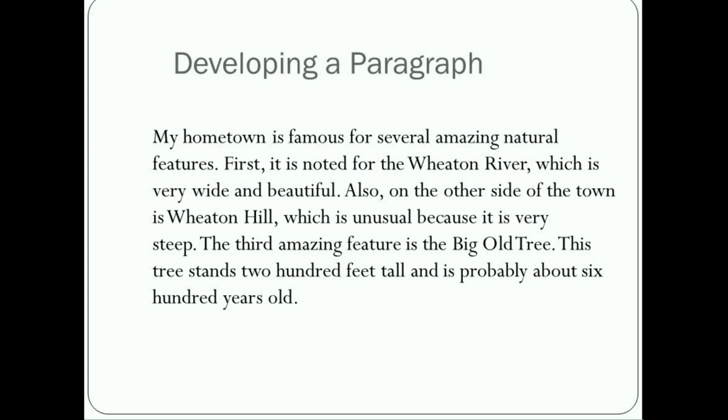Notice that all of this is on topic. They all relate to natural features. There's nothing unnatural, and they're all explained to be amazing. Notice as well that we use linking words: first, also, the third. So this helps the reader to understand. It helps give our writing more structure and logical flow.